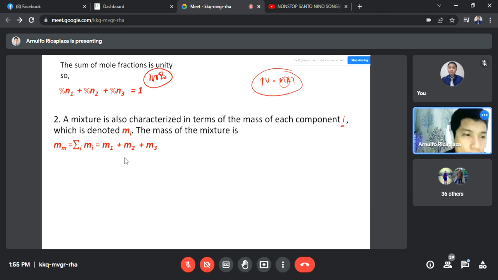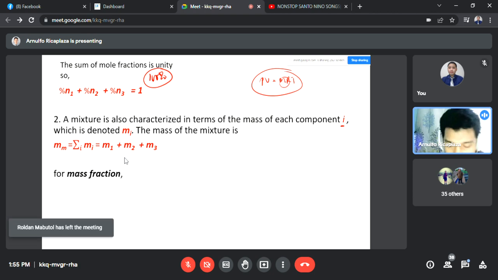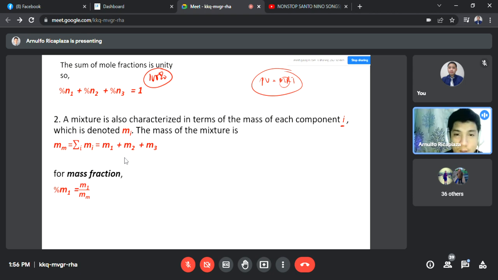For the mass fraction, earlier we had the mole fraction. Next is the mass fraction. Therefore, guys, we have to solve for the percent mass of gas 1, that is M1 over the total mass. For the percent mass of gas 2, that is M2 over the total mass. For the percent mass of gas 3, we have M3 over the MM, or the total mass of the mixture.